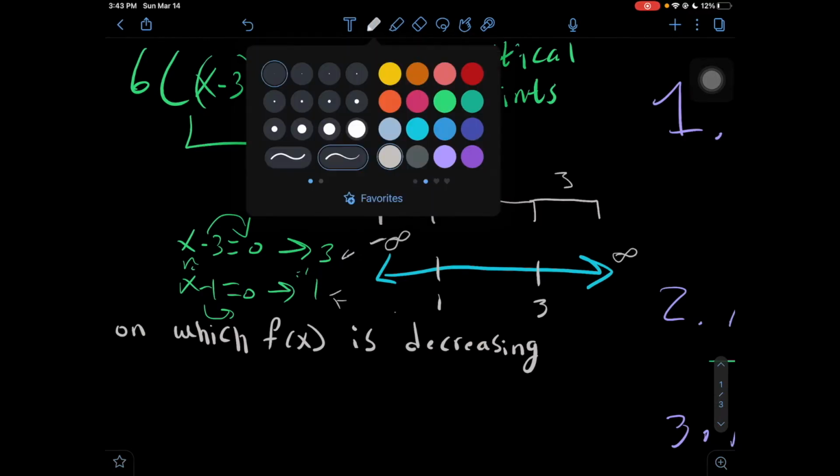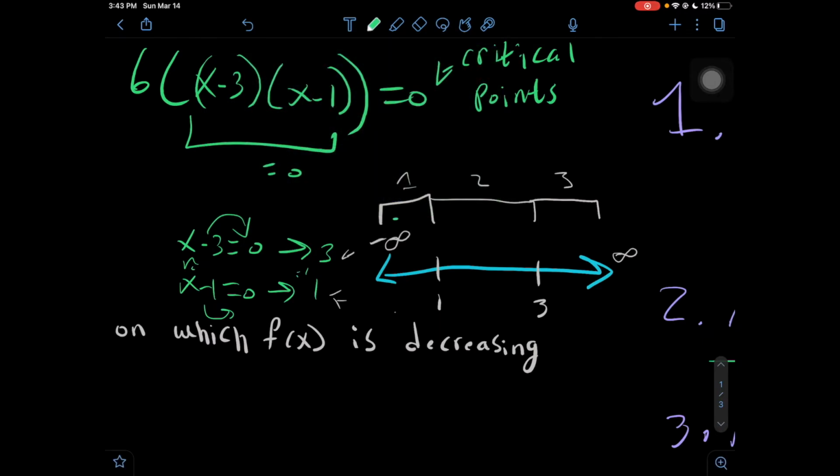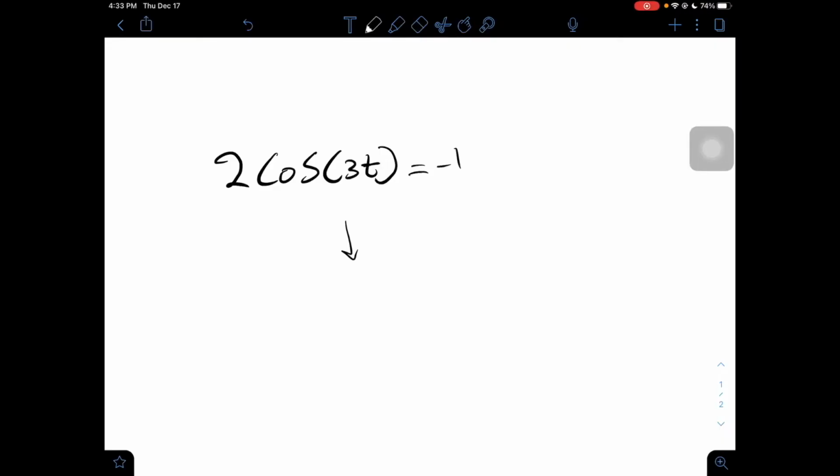So we have negative 3. And then for our second interval, let's just say we chose 2. And for our third one, we went from 3 to infinity. So now in step 5, we substitute values into our derivative. Let's go ahead and do that.